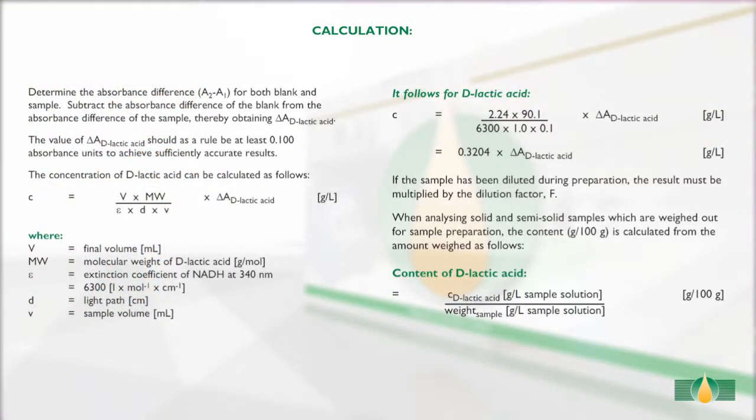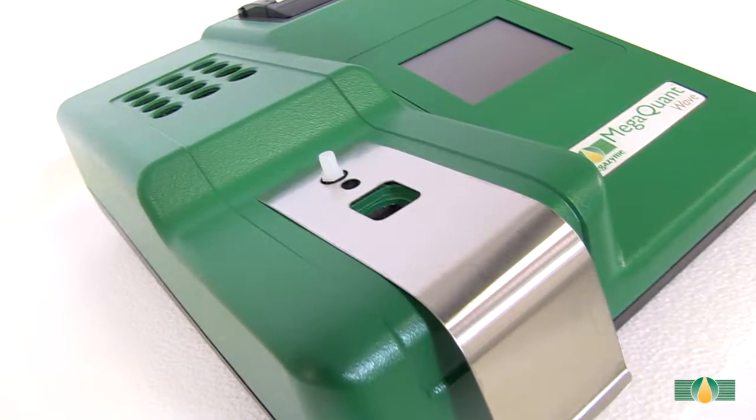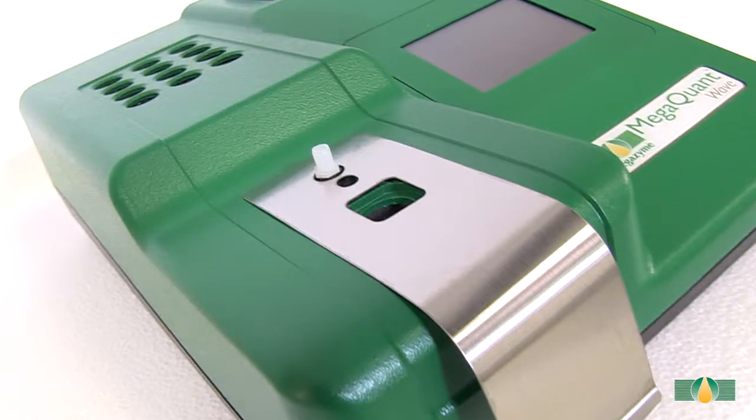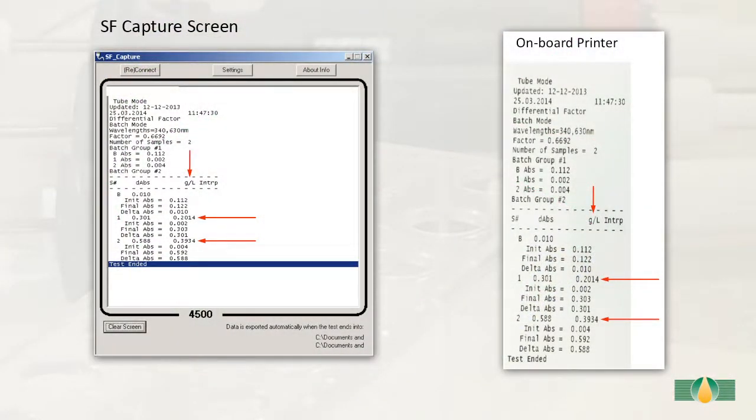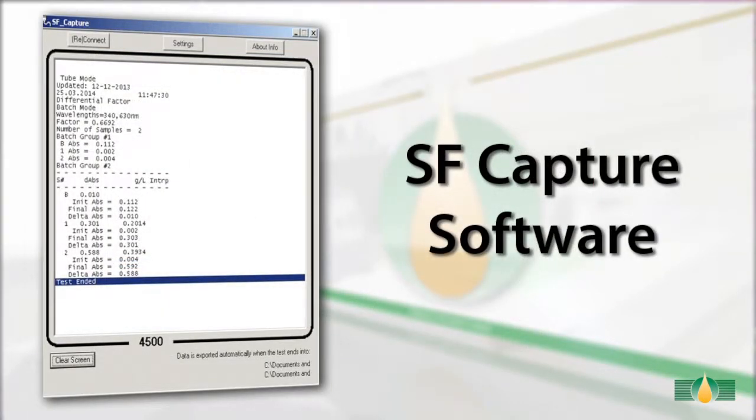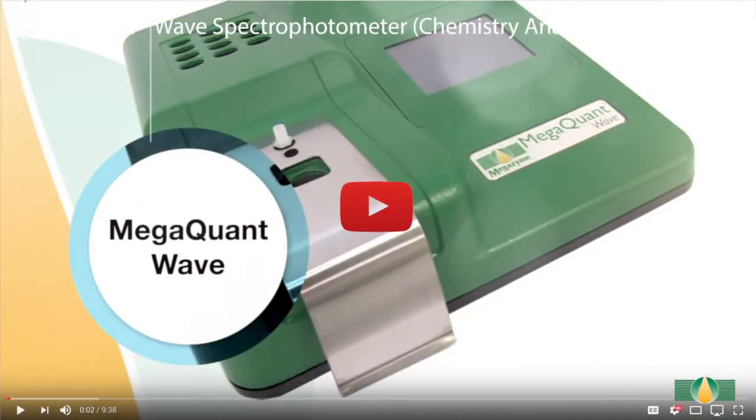The absorbance readings A1 and A2 of the sample and blank reactions are used to calculate the D-lactic acid in the original samples. The absorbance readings A2 and A3 of the sample and blank reactions are used to calculate the L-lactic acid concentrations in the original samples. When performing this test using the pre-installed protocol on the Megaquant Wave spectrophotometer, the results will be automatically calculated and printed via the onboard printer, or the data can be exported to a computer using the SF Capture software. Please see our Megaquant Wave video for further details.